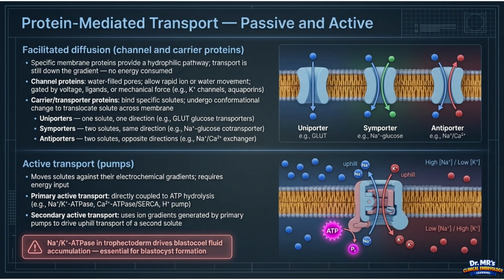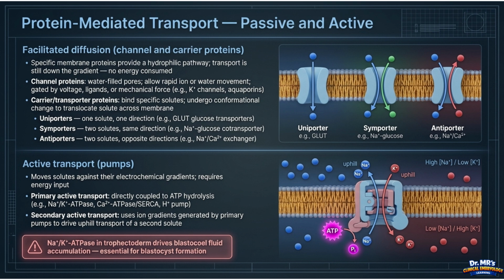Secondary active transport, by contrast, uses the gradient established by a primary pump as the energy source for a second solute. No direct adenosine triphosphate coupling, but the energy was provided upstream by the pump that built the gradient. The sodium-potassium adenosine triphosphatase in the trophectoderm of the developing blastocyst deserves special mention. This pump is responsible for blastocele formation.